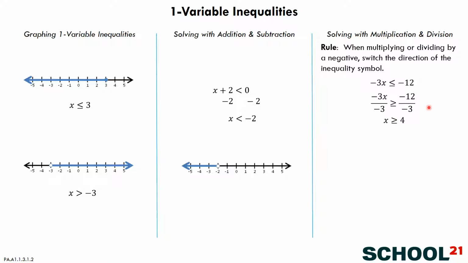And on the right-hand side, it's -12 divided by -3. A negative divided by a negative is a positive, so that's x is greater than or equal to 4, right? Right. Okay. So we have this rule here, but I'm going to ask why? Why do we do that?